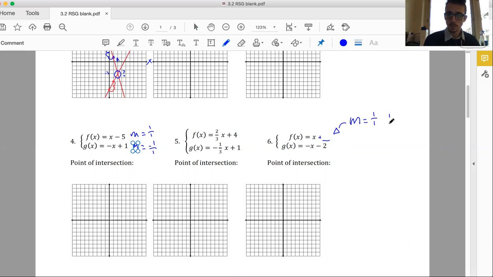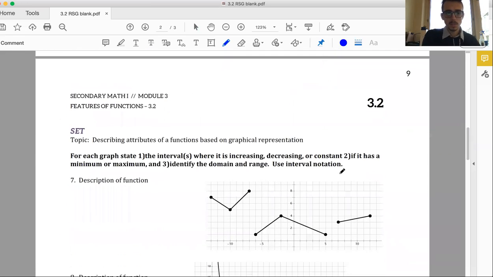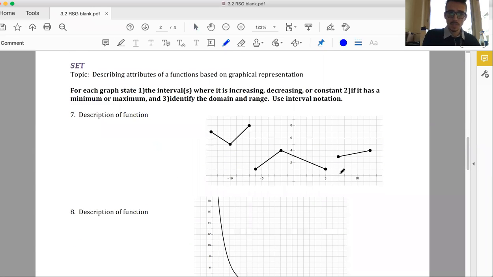Hopefully you're saying 0. So that should help you graph these out. Hope that helps. For this set, we're taking a look at the attributes of a function based on graphical representation. We've talked a little bit in 3.1 about when it was increasing, when it was decreasing, or constant, if there was a minimum or a maximum. So I'll take care of problem 7 for you.